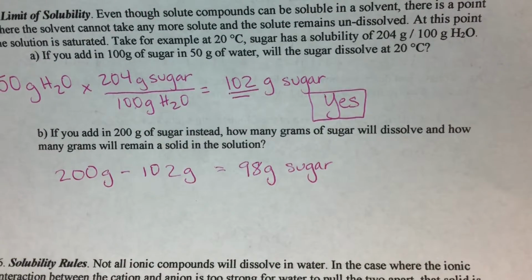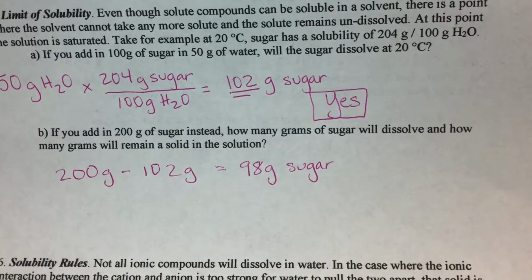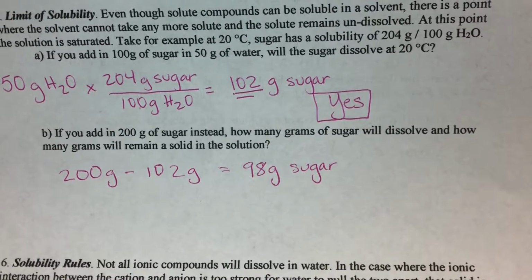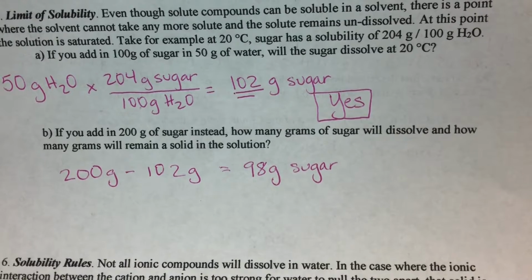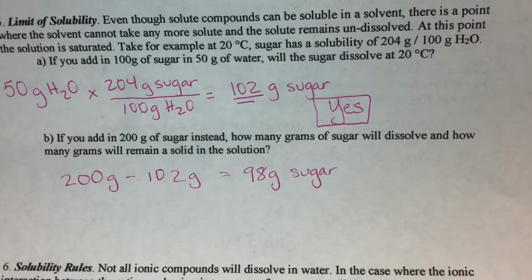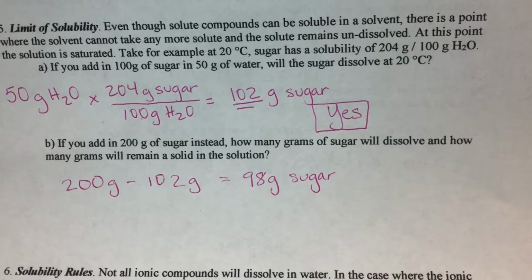So if we add in 200 grams, we just subtract the 102 grams that we figured out from before, and we're going to be left over with 98 grams of sugar. So 98 grams of sugar is what will be left in the solution.